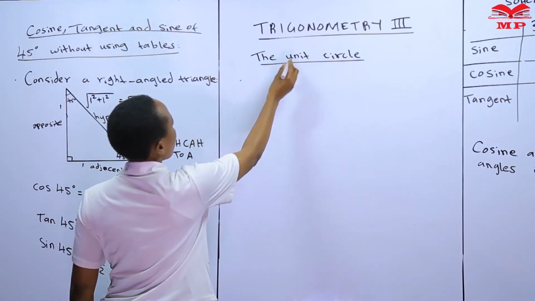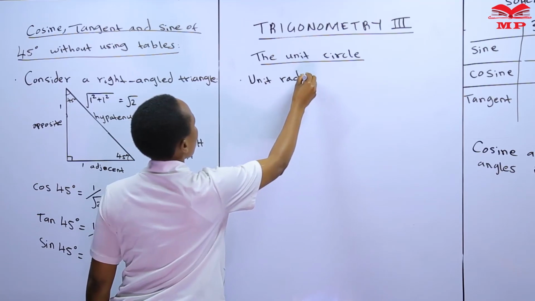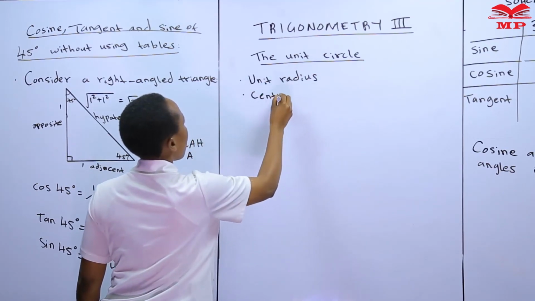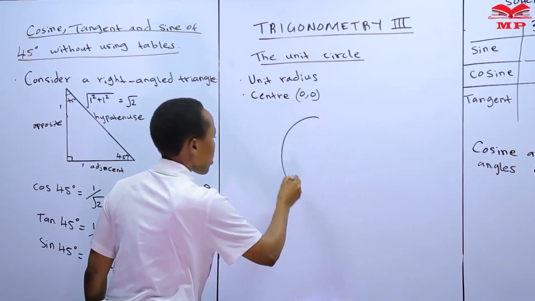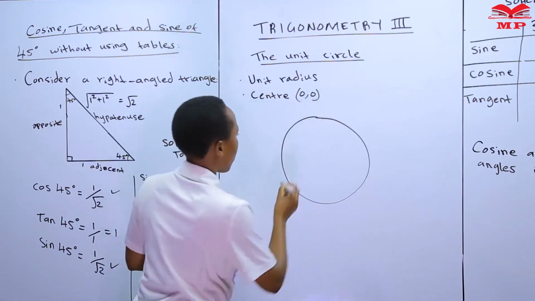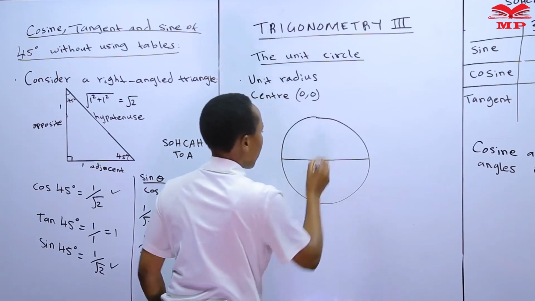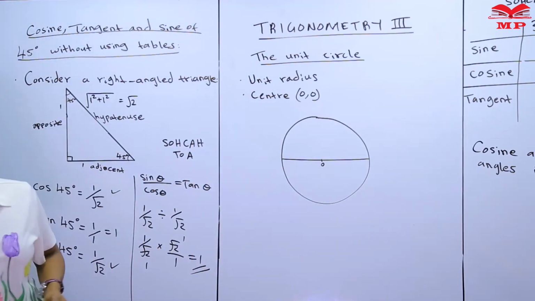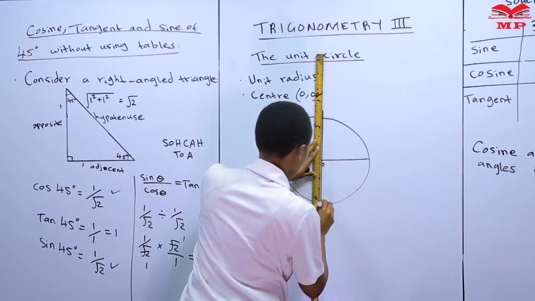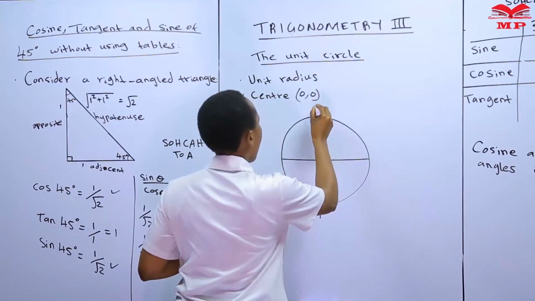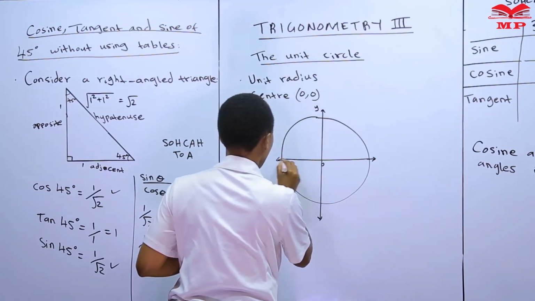So for a unit circle, the radius is a unit radius, and then the center is 0, 0. This is what we mean. If we have our circle here and we have our center at this point here, when we are using the Cartesian plane, the center should be 0, 0. So this is what we have. This is our y-axis, and this is our x-axis.